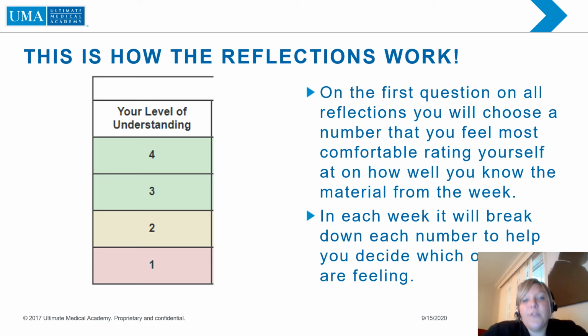This is how reflections work. In each week, they're going to have a level of 1, 2, 3, or 4. 4 meaning that you can teach another student about what you learned over the week. 3 meaning that you're on target and you understood everything, but you don't maybe want to teach someone else. 2 meaning I get some things, but I might need some help. And 1 meaning I need to reach out, I need help, I don't understand this.